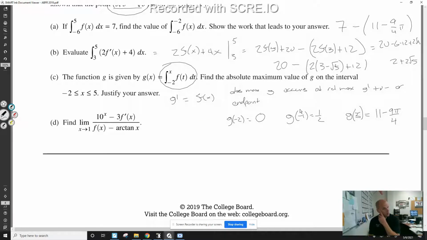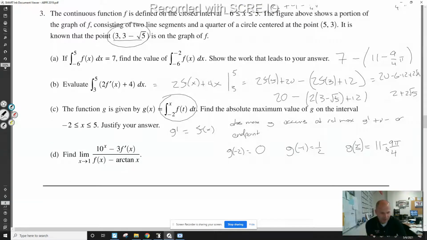Okay. Which one's biggest? Well, we know it's not 0, and we actually knew that it's not 0 from the get-go. But 1/2 and 11 minus 9 pi over 4. Again, this is why this problem was wicked tough. Like, I don't know. What's 9 pi over 4? Let's do our best to approximate. 9 times pi, that's like a little bit more than 27. Divided by 4, it's like 7. 11 minus 7, that's going to be bigger than a half, this one wins. Okay? And if you just write this down, if you have your candidates, you'd say that's the max value, 11 minus 9 pi over 4 by the candidates test.